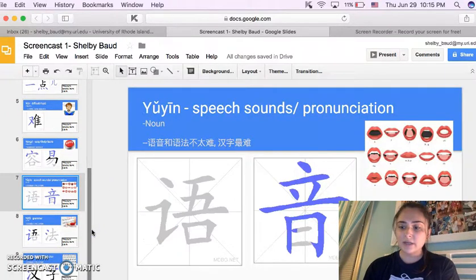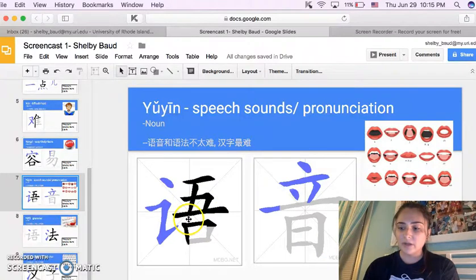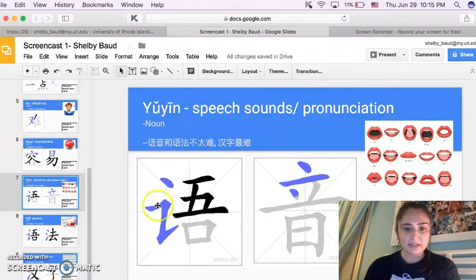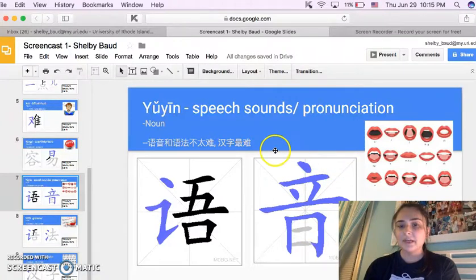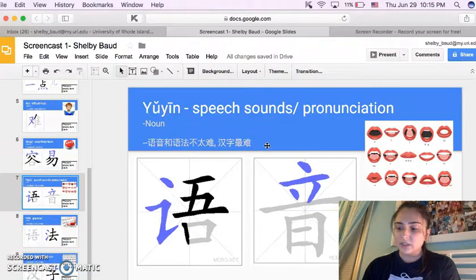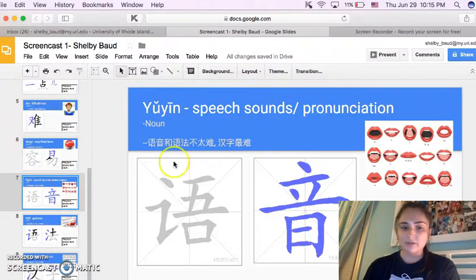The next word is yǔyīn, which is speech sounds or pronunciations, and it's a noun. For the first part of the word, yǔ, the radical is speech. And for the second word, yīn, the radical is sound. And to remember the speech, you can kind of see it looks like a person talking, and then sound is like different sound levels. And to use it in a sentence would be: Yǔyīn yǔfǎ bú tài nán, which means the pronunciation and grammar are not too difficult.